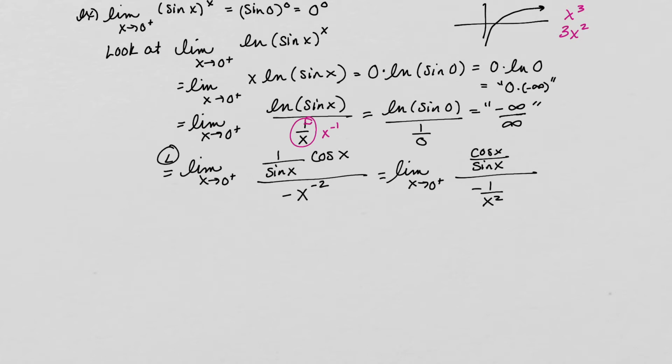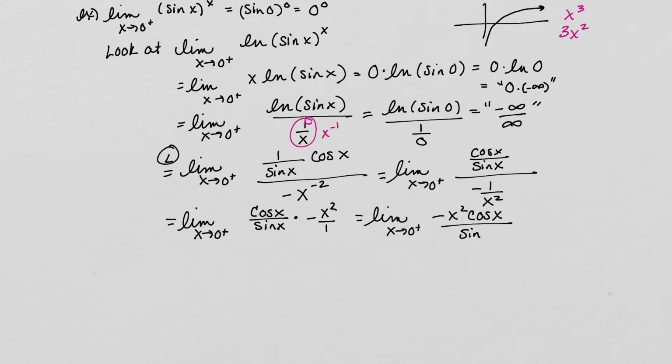And now I can do keep, change, flip. So we've got the limit as x approaches 0 from the right side of cosine x over sine x times minus x squared over 1. So right now I have the limit as x approaches 0 from the right side of minus x squared cosine x all over sine x.